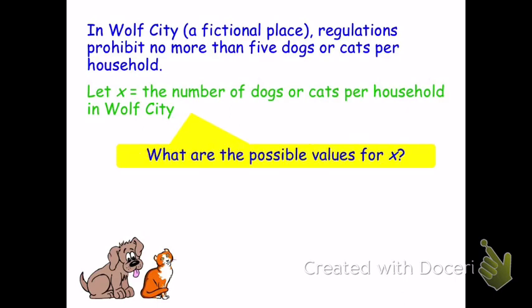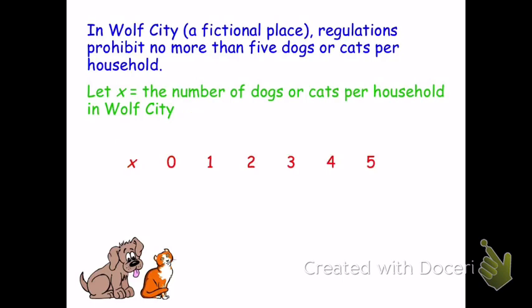What are the possible values of how many dogs or cats you could have, starting from least to greatest? 0 through 5, right? I could have 0 dogs and cats. I could have 1 dog or cat. I could have 2, 3, 4, 5. So my possible values of results could be 0 through 5.